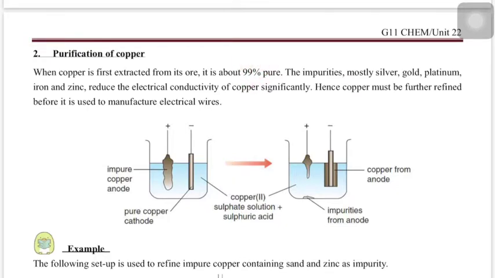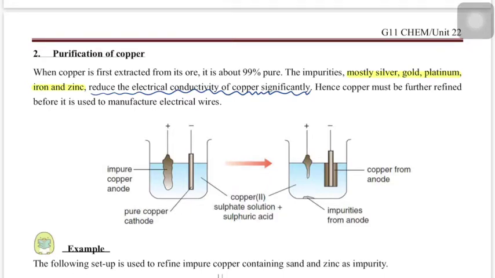Okay, the number seems promising. However, in reality, the impurities actually would reduce the electrical conductivity of copper significantly. So we want to get rid of that 1% impurities. So what are these 1% impurities? They are mostly silver, gold, platinum. Okay, these are unreactive metals, and some iron or zinc. These metals are more reactive than copper.